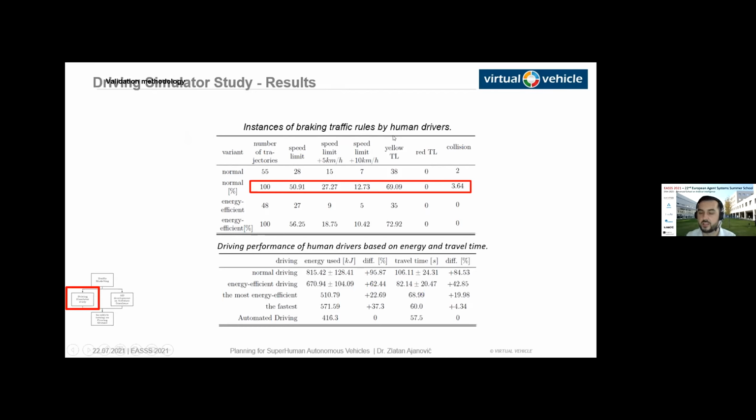So we intentionally made this very tricky. Even the scenario which was taken was not so trivial. People had to take care that they don't stop, that they don't go through the yellow light, sorry. And what is also interesting is that when we compare to automated driving, our optimal one is 60% better than this one.